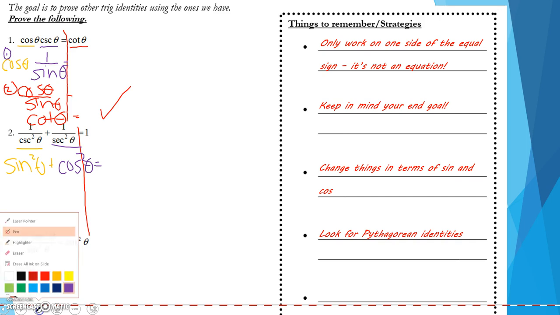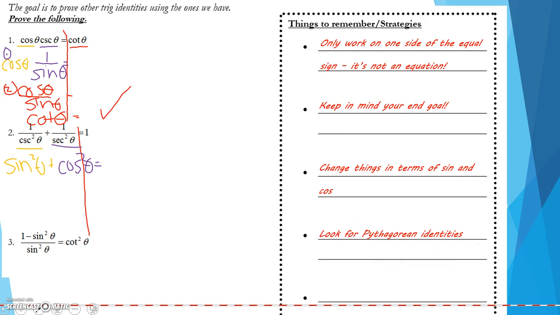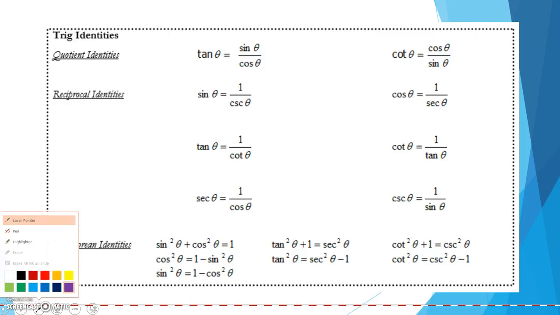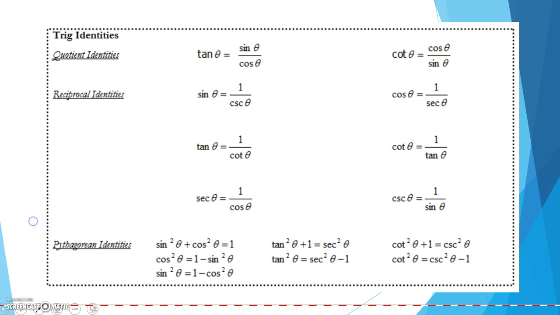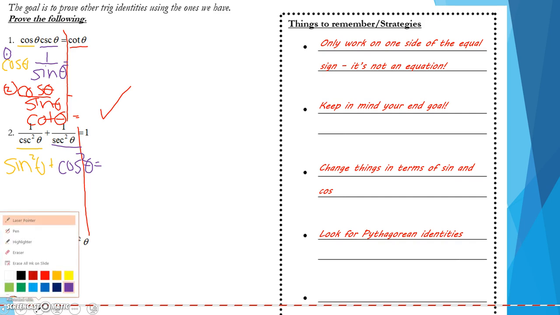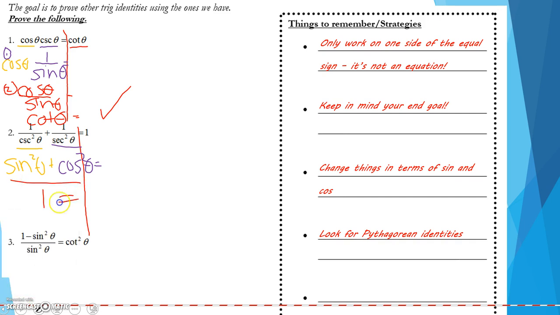And so the last hint is to look for Pythagorean identities. So if you see things with a plus or minus sign and you see things that are squared, there's a good chance that it is a Pythagorean identity. And sine squared plus cosine squared is a Pythagorean identity. It's right here. Sine squared plus cosine squared equals 1. And that is my end goal. That equals 1. And so it checked out.